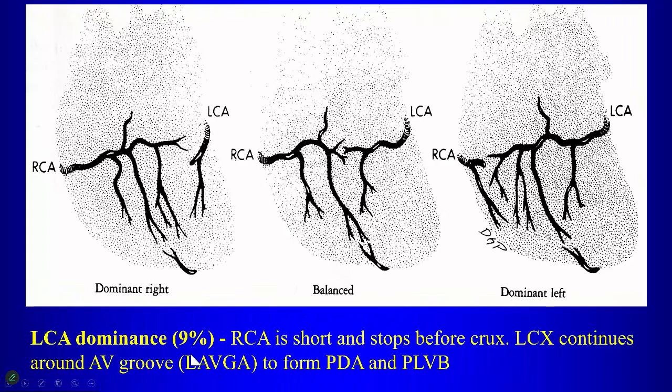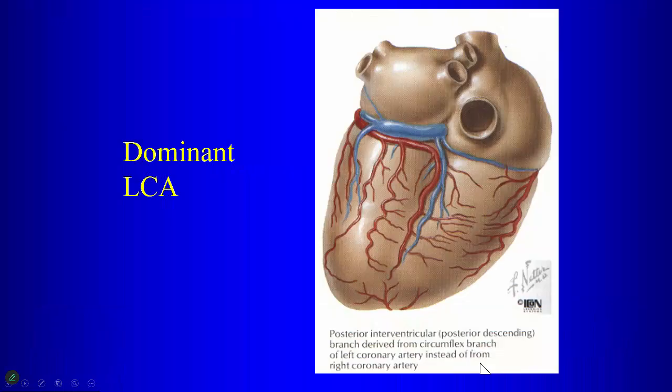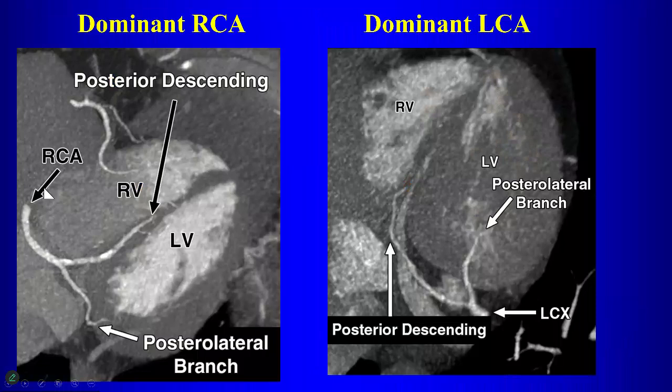And then if we have left coronary artery dominance, the right coronary artery is usually short. And then the left circumflex continues around the AV groove to give you the PDA and the posterior left ventricular branches. Okay? So when we have a dominant left coronary artery, the circumflex comes all the way around and gives you the posterior descending artery. And so the dominant right coronary artery comes around, gives PDA and posterior left ventricular branches. With a dominant left coronary artery, the circumflex comes around, gives you the posterior branches to the left ventricle, and also gives you the PDA.